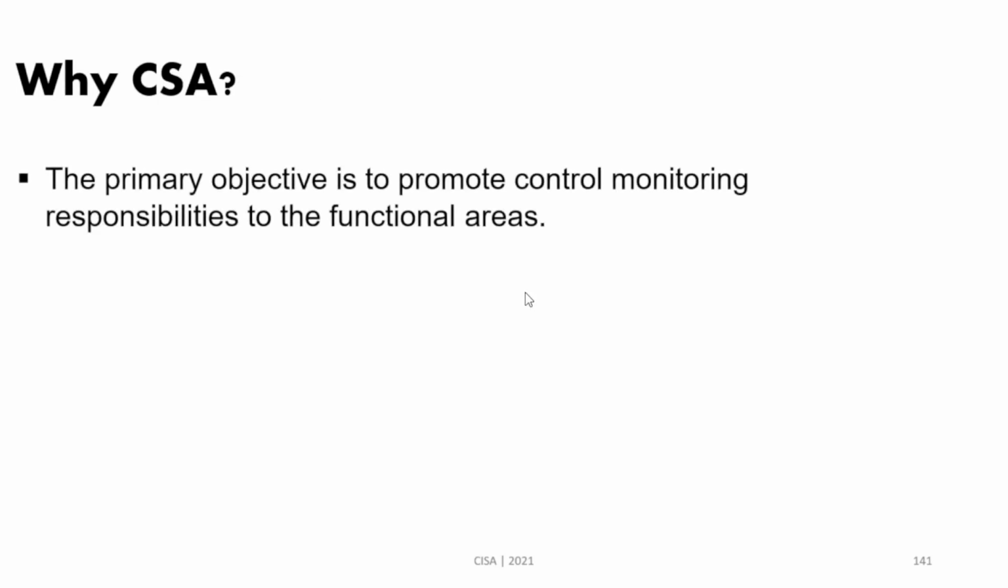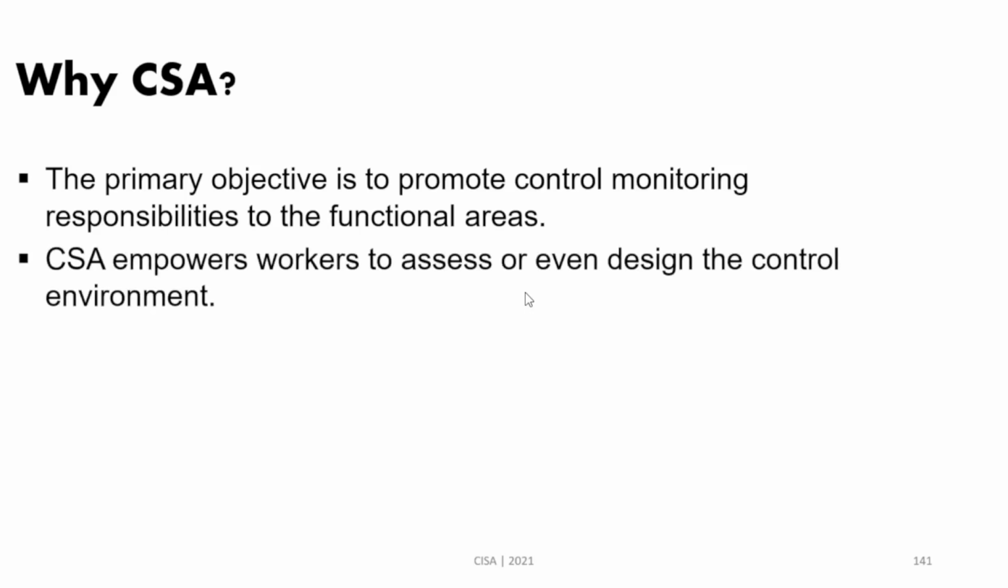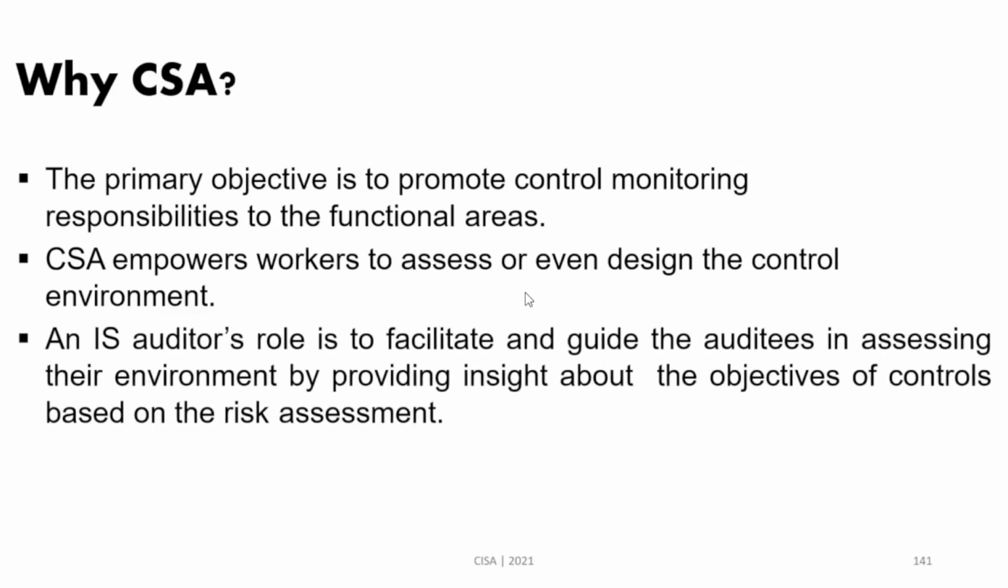So why control self-assessment? The primary objective of control self-assessment is to promote control monitoring responsibility to the functional area. We engage employees from different levels to help assess and even design the control environment. The IS auditor works as a facilitator in the CSA process, which means he communicates with the auditee and makes them understand the requirements included in the control self-assessment. So he works as a facilitator to help the regular staff understand the requirements.